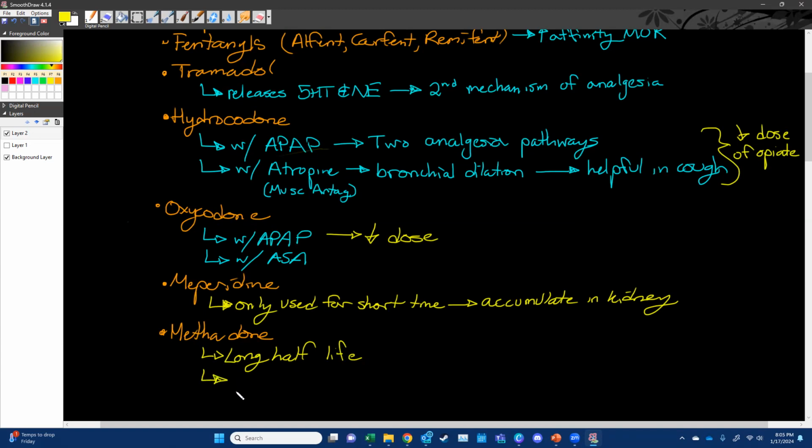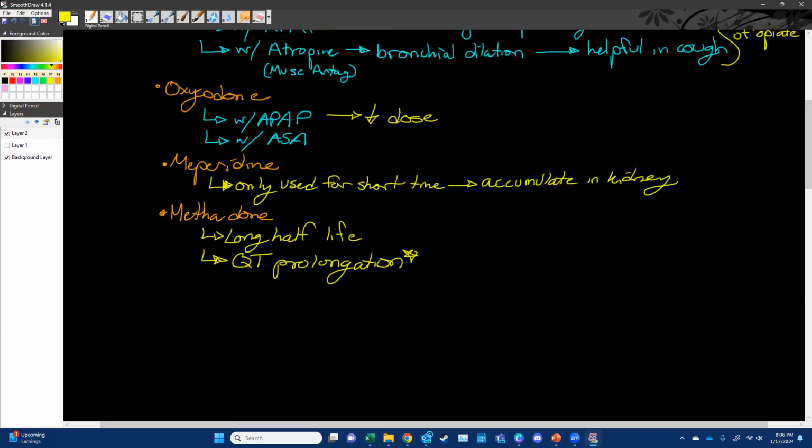But the big thing to worry about with methadone is QT prolongation. This is definitely something you need to remember. You have to remember that methadone causes QT prolongation. That is definitely something you will be tested on. It was also in my NAPLEX.